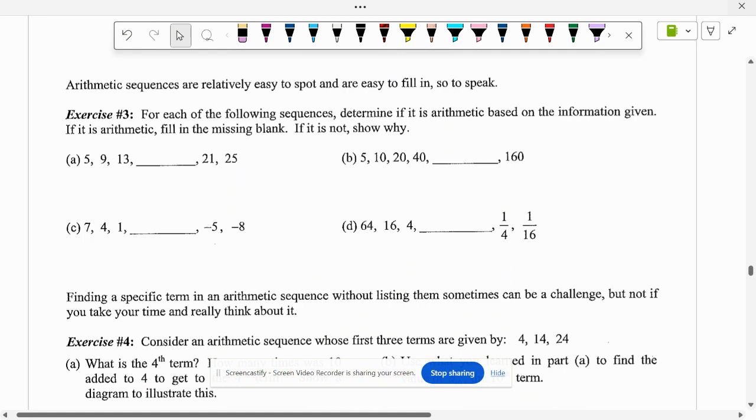So it says arithmetic sequences are relatively easy to spot, and they're easy to fill in, so to speak, because all you're trying to do is figure out what we're adding or subtracting to get to the next term. So if you look at exercise 3, it says for each of the following sequences, determine if it's arithmetic based on the information given. And if it is, fill in the blank. If it's not, you have to show me why. Okay?